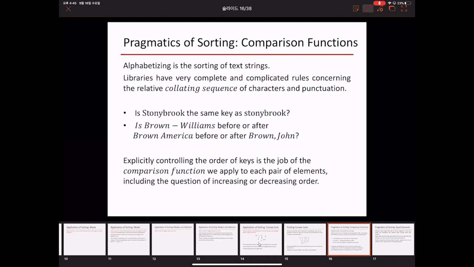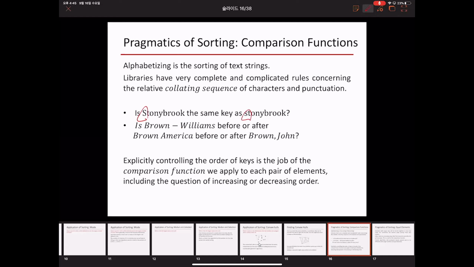So what's the problem in the sorting? What needs to be done? Let's say the comparison function. Alphabetizing is the sorting of text strings. Libraries have very complete and complicated rules concerning the relative collating sequence of characters and punctuation. Is a Stony Brook the same key as a Stony Brook?